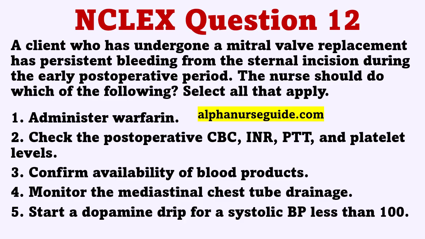The correct answers are 2, 3, and 4. The hemoglobin and hematocrit should be assessed to evaluate blood loss. An elevated INR and PTT and decreased platelet count increase the risk for bleeding. The client may require blood product depending on lab values and severity of bleeding. Therefore, availability of blood products should be confirmed by calling the blood bank. Close monitoring of blood loss from the mediastinal chest tubes should be done.